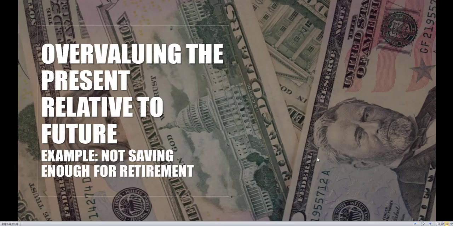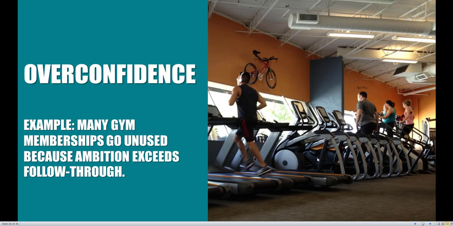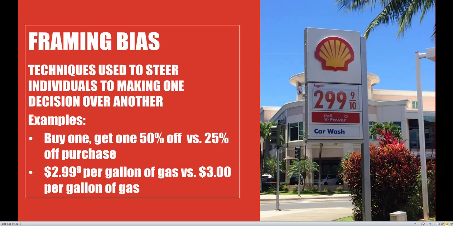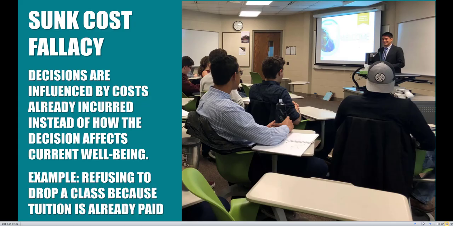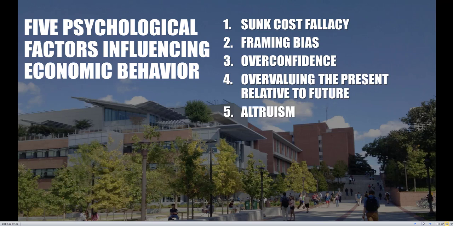So altruism, overvaluing the present relative to the future, overconfidence, the framing bias, and sunk cost are the 5 psychological factors that influence economic behavior and fall under the branch of behavioral economics.